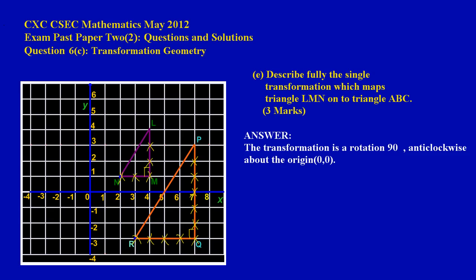So my friends, this is how you would have stated your answer for part E. The transformation is a rotation of 90 degrees, let me just correct that quickly, 90 degrees anti-clockwise about the origin (0, 0), because the center of rotation is the origin.